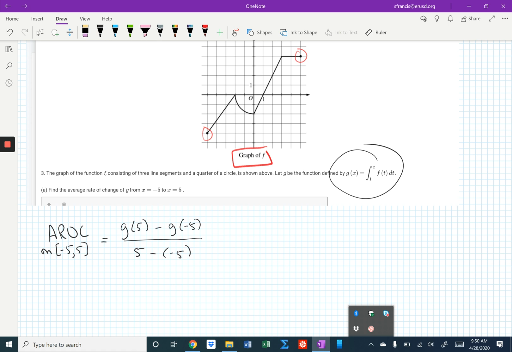In fact, I'm going to go off to the side here for a moment and work on this. So g of 5 is the definite integral from 1 to 5 of f of t dt. So if we just interpret what that means, that's just the area bounded from 1 to 5. So that's the area under the curve here. That's all of this stuff. So I need to find that area. It's just a trapezoid, so I can go ahead and just do the calculations.